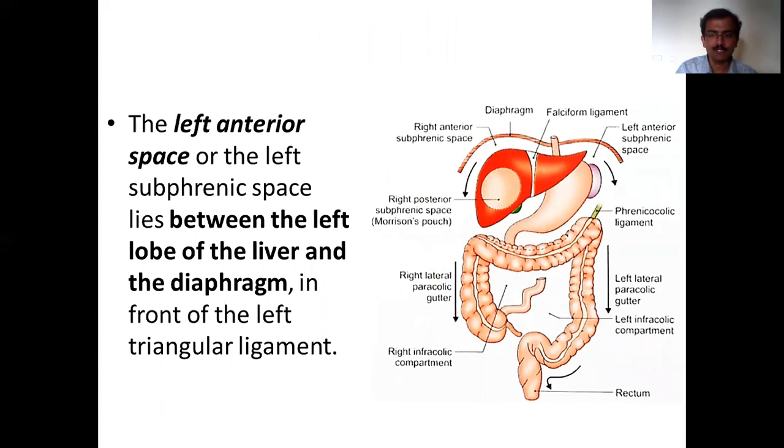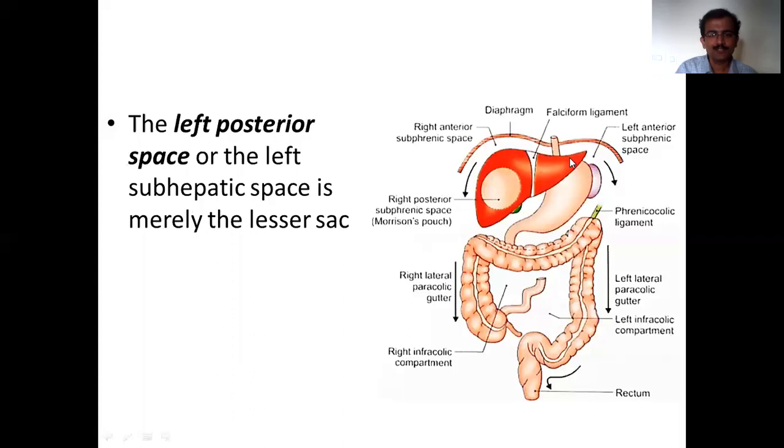First, to start with, the left anterior subphrenic space, which is simply called the left subphrenic space, lies between the left lobe of the liver and the diaphragm. You see the left subphrenic space in front of the left triangular ligament. We have already studied in the liver that there is a left triangular ligament and a right triangular ligament. So in front of the left triangular ligament, you will see this space, the left anterior subphrenic space, between the left lobe of the liver and the diaphragm.